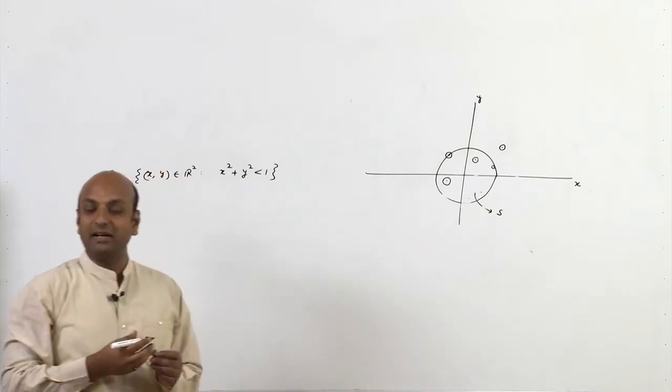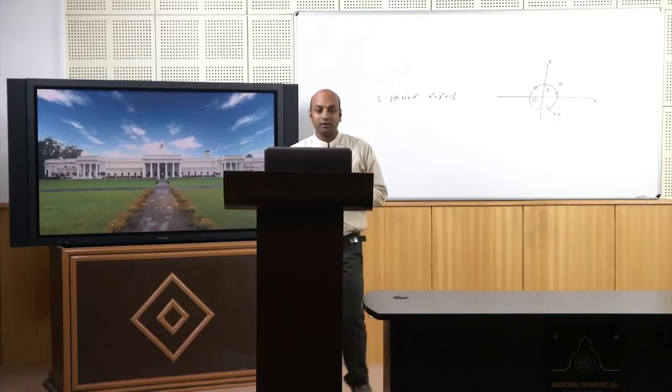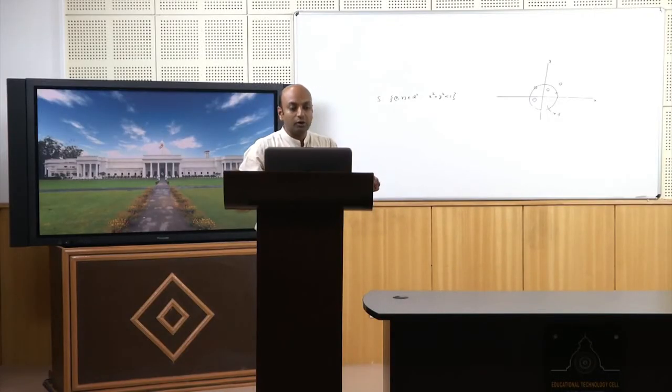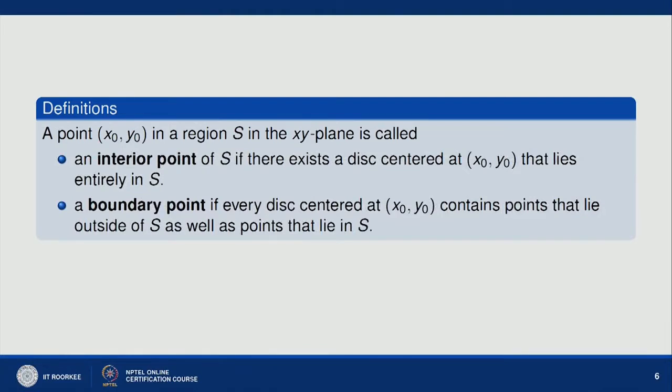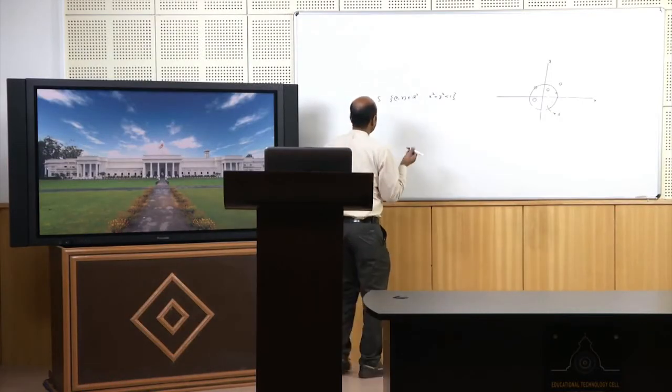Now, we come to a second definition, that is boundary point. A point x naught y naught in the region S in the xy plane is called a boundary point if every disk centered at x naught y naught contains points that lie outside of S as well as points that lie in S. Now, let us discuss this again by an example.